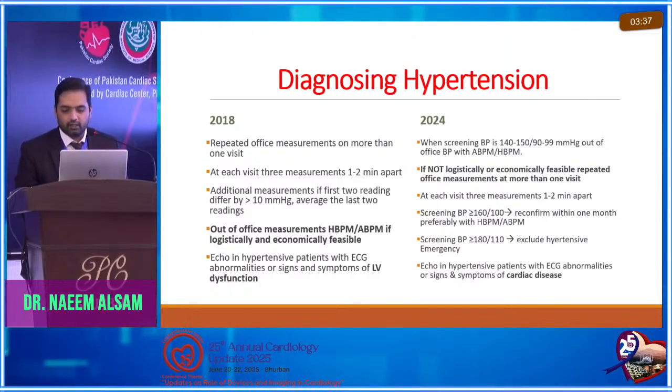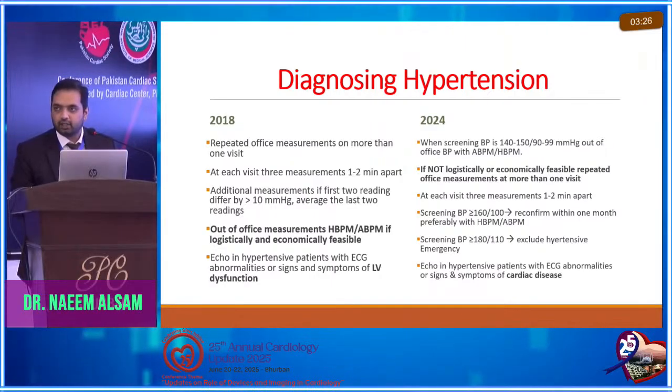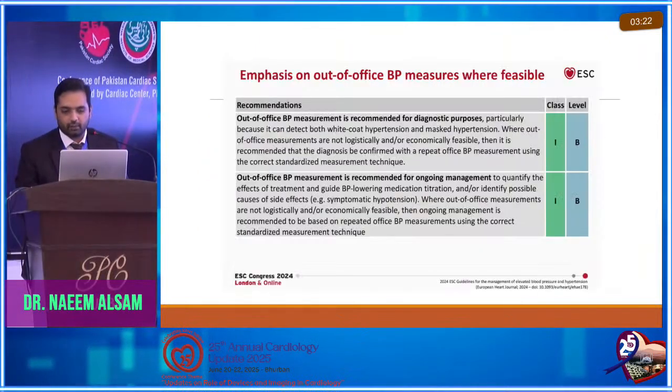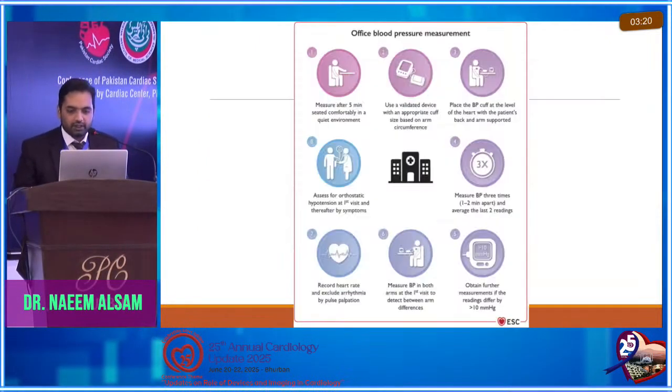Initially in 2018, the criteria for echo in patients with hypertension was ECG abnormalities and signs and symptoms of LV dysfunction. Now they have generalized it to ECG abnormalities and signs and symptoms of any cardiac disease, and you have to go for the echo. So this is almost basically the same thing.